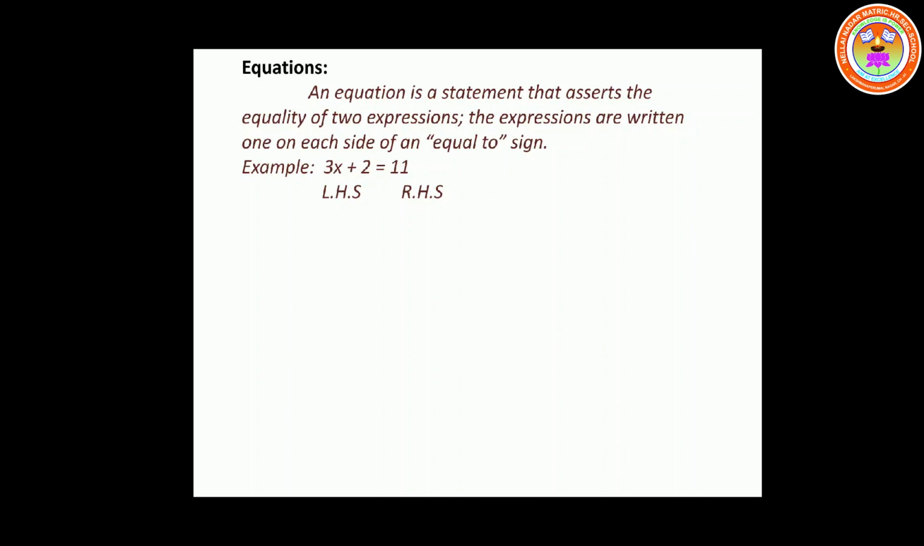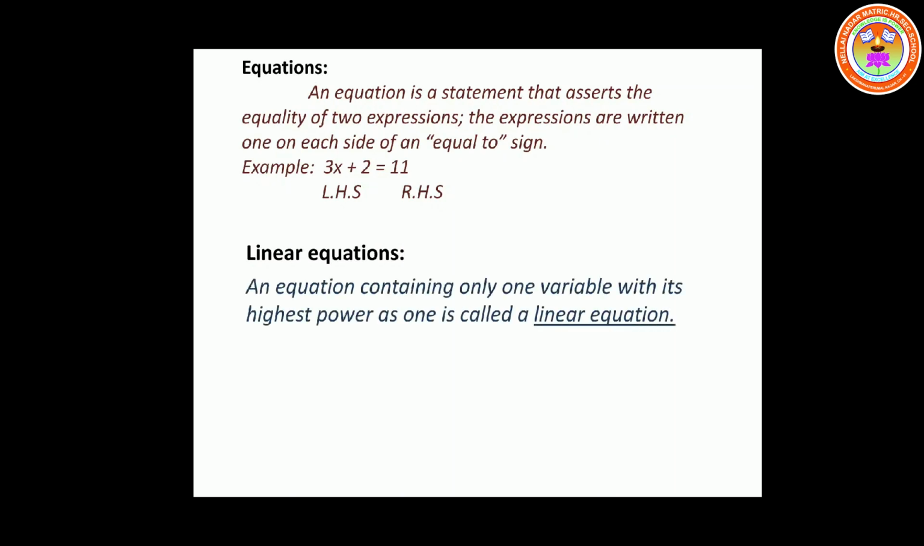So this is an equation, and this is how you frame an equation with an equal to symbol. Now moving on to linear equations. An equation containing only one variable with its highest power as 1 is called a linear equation. So this equation should have the highest power as only 1. That is called the linear equation.